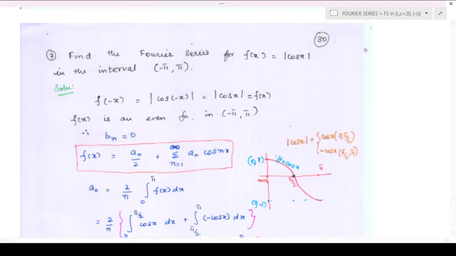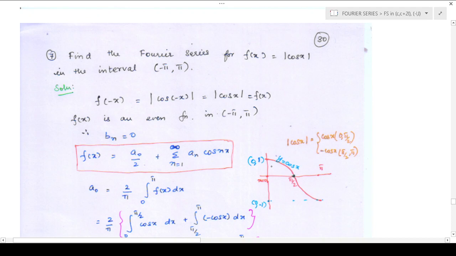Then, this is very important, children. Find the Fourier series for f of x equal to mod cos x. Again, this is an even function, right? Cos of minus x is itself cos x, so the modulus again is plus; it is an even function. So Bn is 0. Your f of x will be like this. Your a0 is like this.